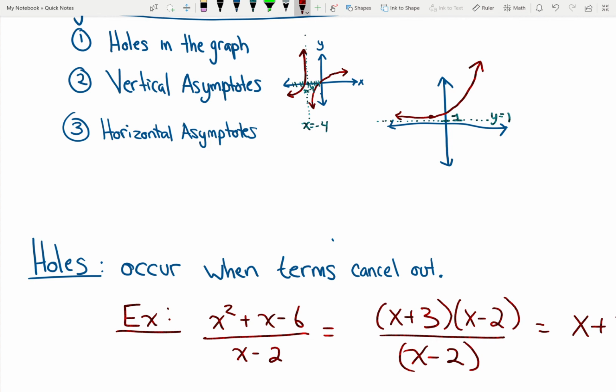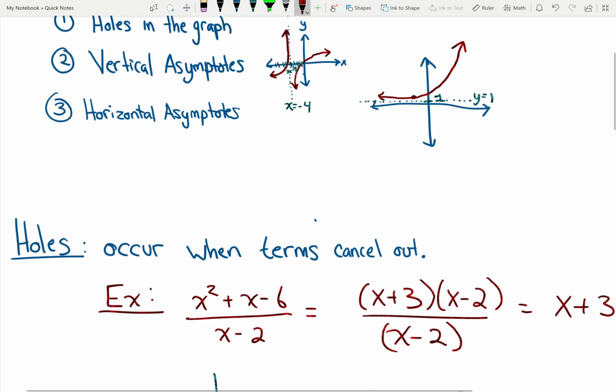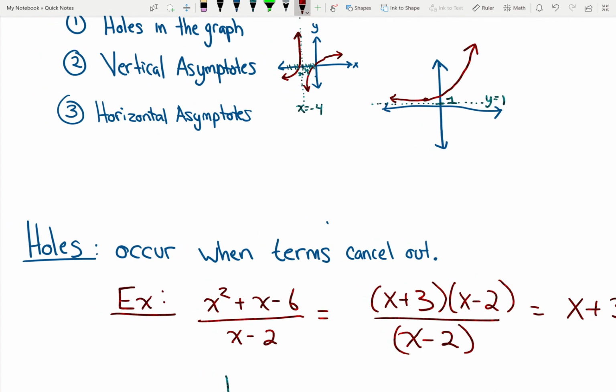So let's look at the numerator. We know just by looking at it or with some little analysis that we can factor this guy. All right, x squared plus x minus 6. Well, we can factor it into x plus 3 times x minus 2. Now look what happens here. We have an x minus 2 in the numerator and we have an x minus 2 in the denominator. So if we have the same terms on top and bottom, guess what happens to them? They end up canceling out. We just cross them out.